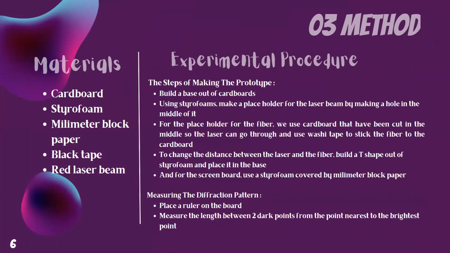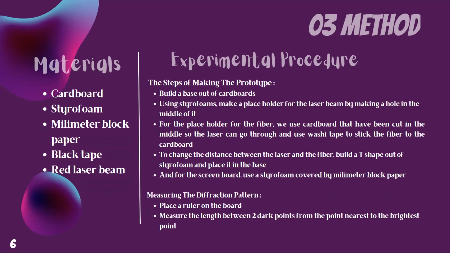First of all, we build a base out of cardboard that has been cut into a few pieces and stick it with black tape. And using styrofoam, we make a placeholder for the laser beam by making a hole in the middle of it. We use 2 styrofoams for the laser holder. And for the holder for the fiber, we use cardboard that has been cut in the middle so the laser can go through. And we use washi tape to stick the fiber to the cardboard. And to change the distance between the laser and the fiber, we built a T-shape out of styrofoam and we place it in the base.